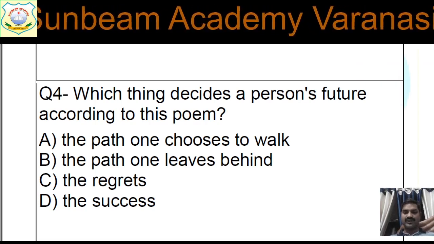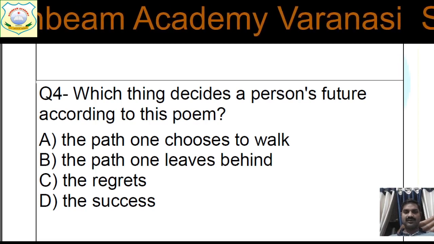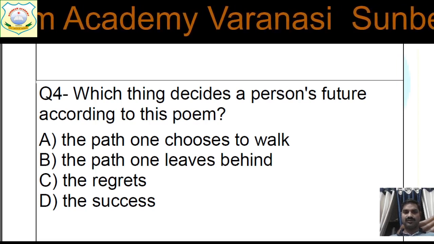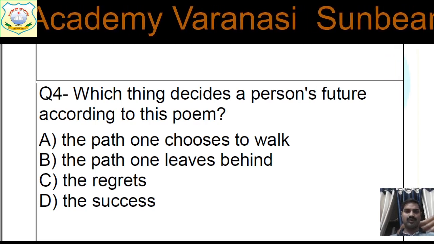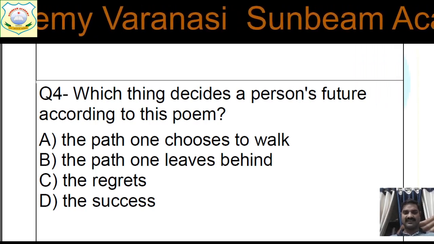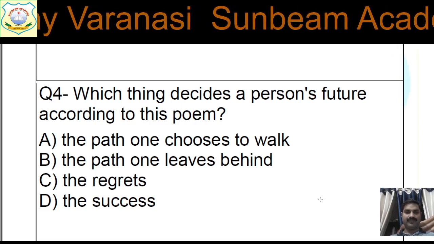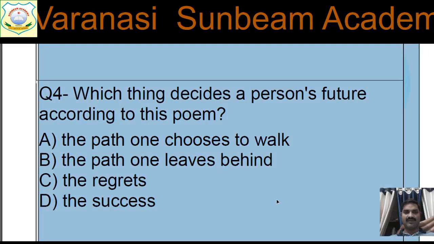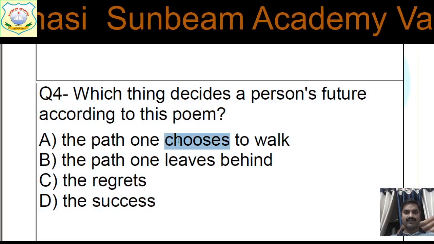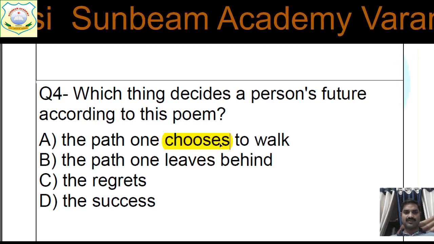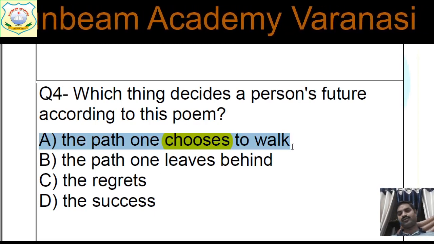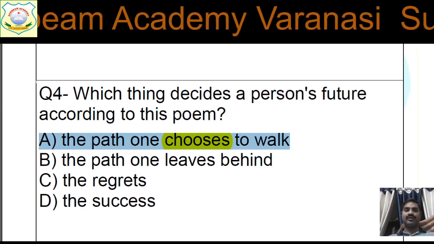Fourth question is, which thing decides the person's future according to this poem? The path one chooses to walk on, the path one leaves behind, the regrets, the success. So what do you think, children? Success can also describe our future, but I think that the most important thing is this word. So whenever you are going through this poem, always mind this. This word is very important in this poem. The path one chooses to walk means, as per your choice, your future will be.